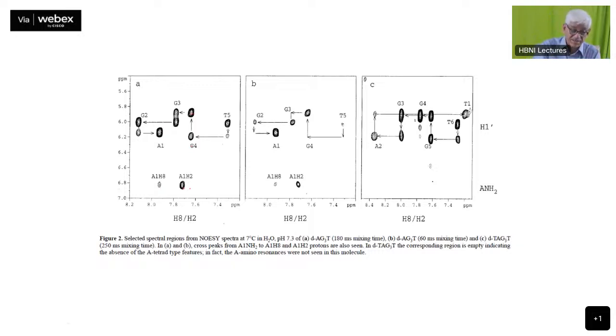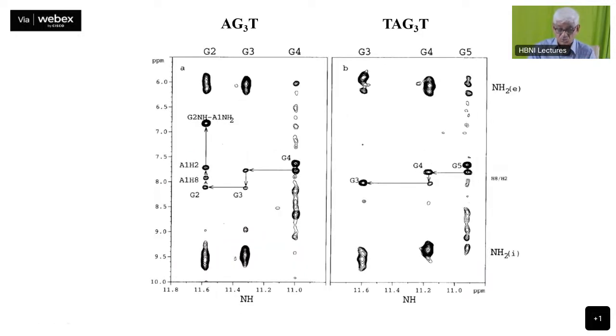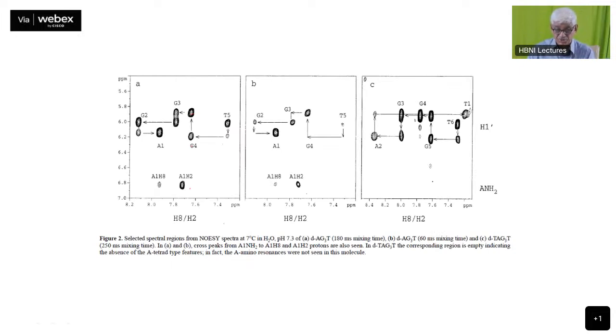So this strong peak tells you that the amino proton is very stable, it is hydrogen bonded, and it is at a very close distance to the H2 proton, and that is why you are seeing a strong cross peak over there. This actually led to the formulation of a new structure which is called the A-tetrad. And this was present in the AG3T sequence.